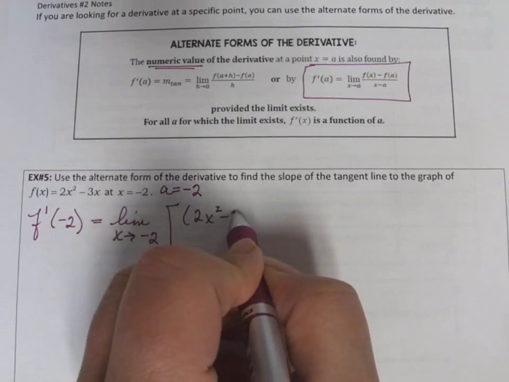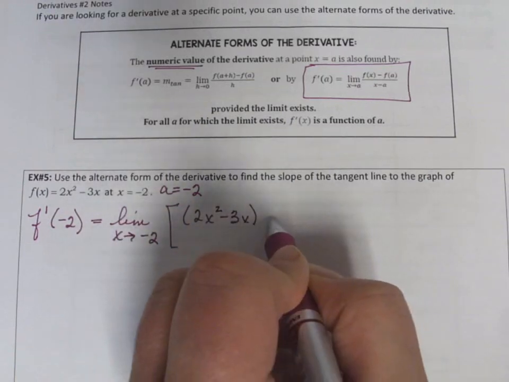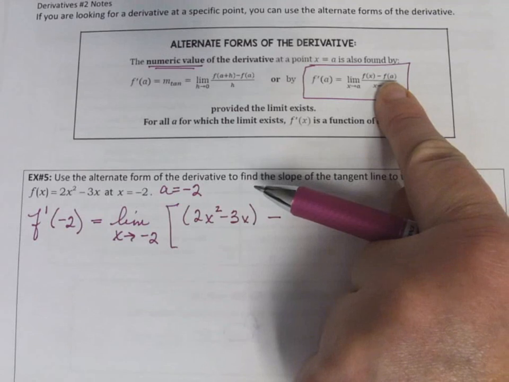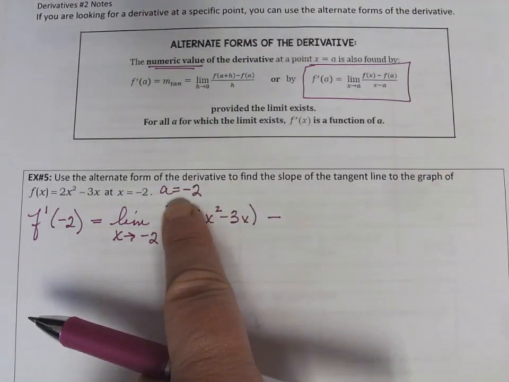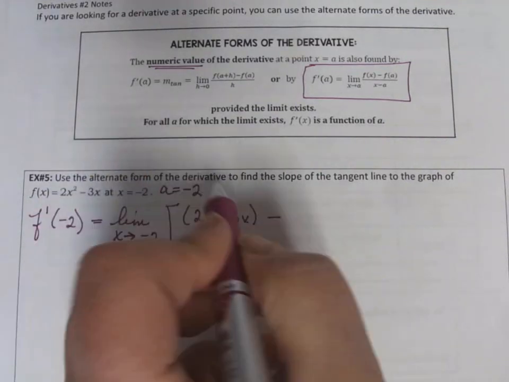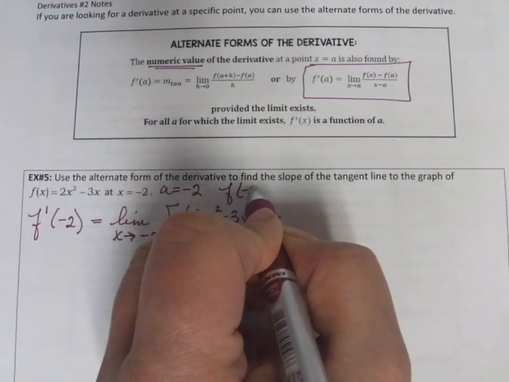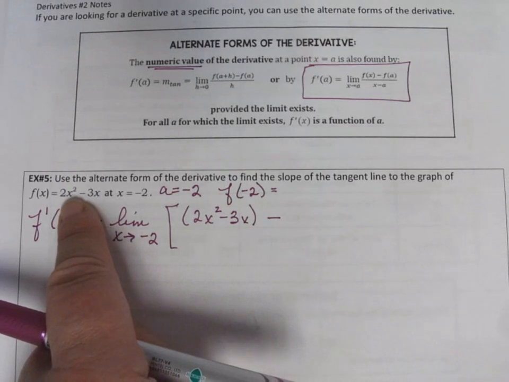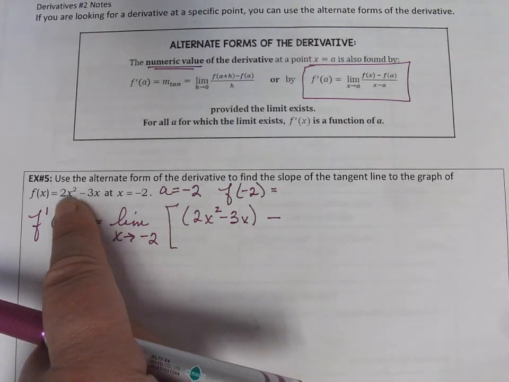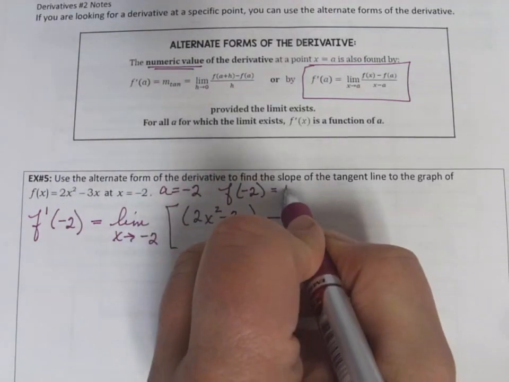2x squared minus 3x minus, now we're going to do f of a. Well, f of a is just f of negative 2. So that means we just need to plug our negative 2 into the equation. So the negative 2 squared would be 4. 4 times 2 would be 8. 8 plus 6 would be 14.